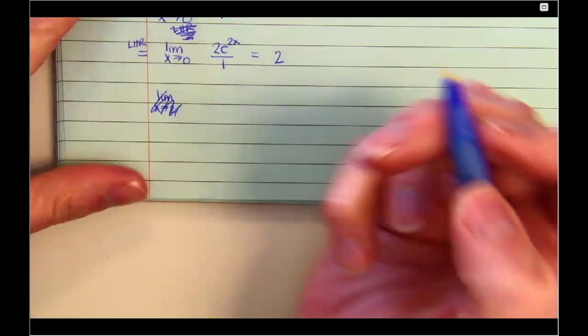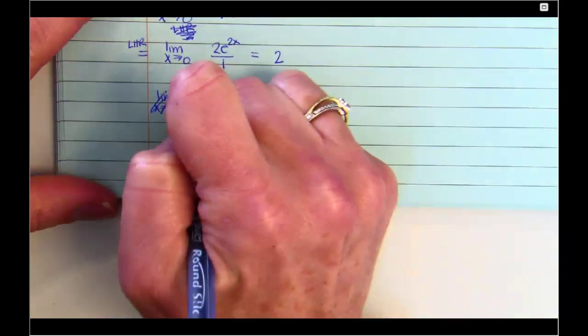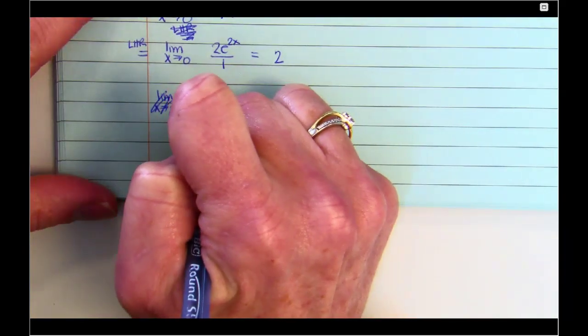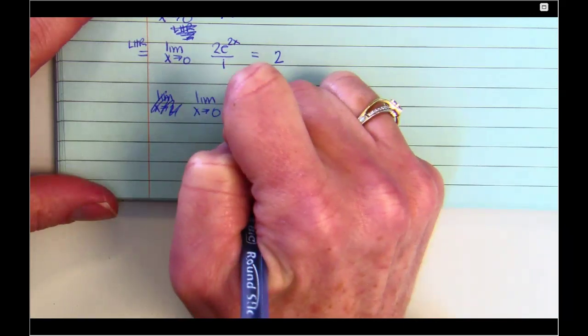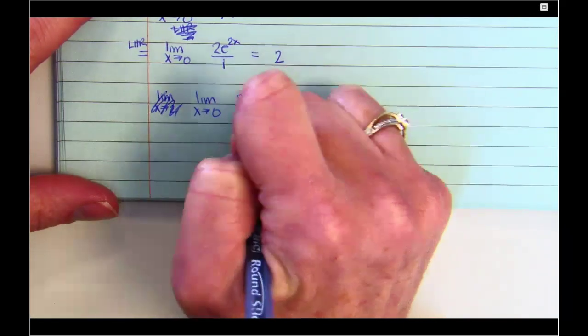So let's do this one. Let's say we have the limit as x approaches 0 of sine of 5x over 2x.